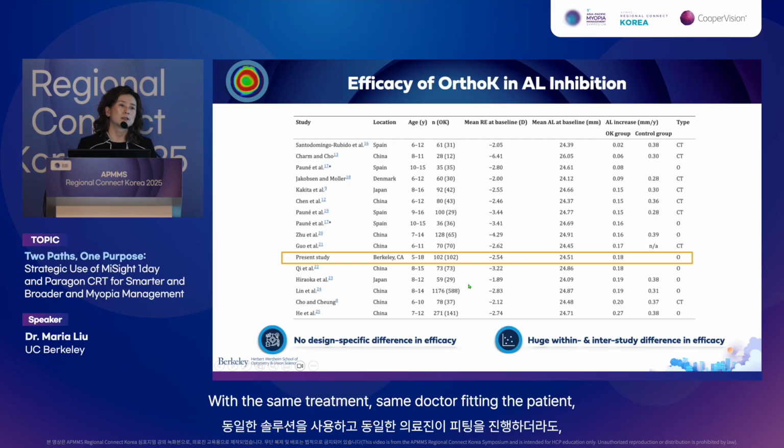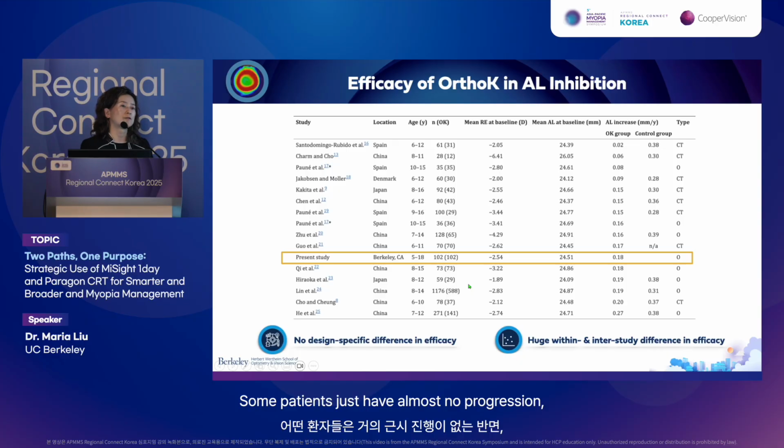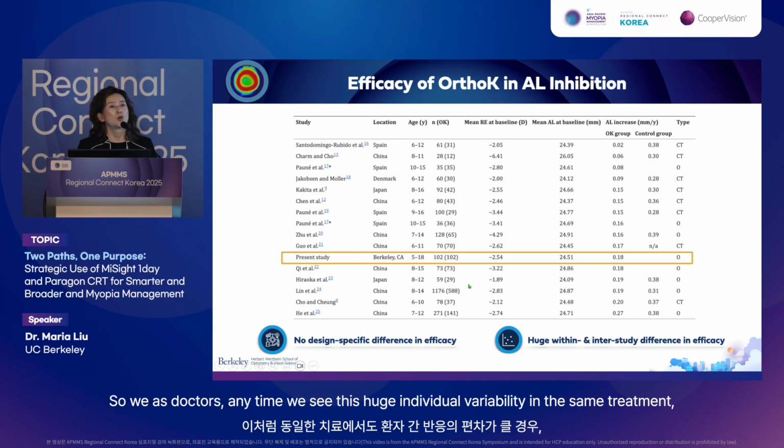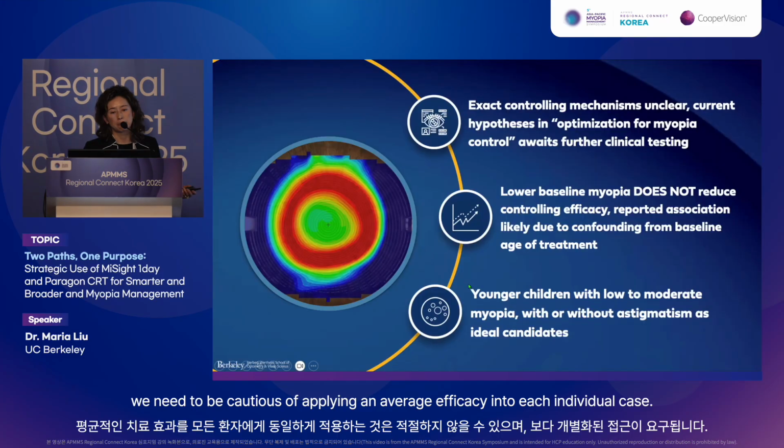With the same treatment, same doctor feeding the patient, we see there's a huge difference in terms of the patient's response to the treatment. Some patients have almost no progression, but some other patients progress nearly as fast as compared to a single vision control. So we as doctors, anytime we see this huge individual variability in the same treatment, we need to be cautious of applying an average efficacy to each individual case.